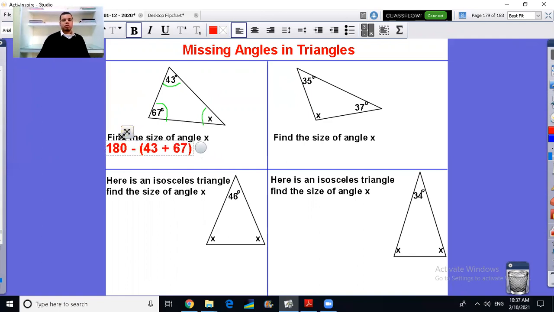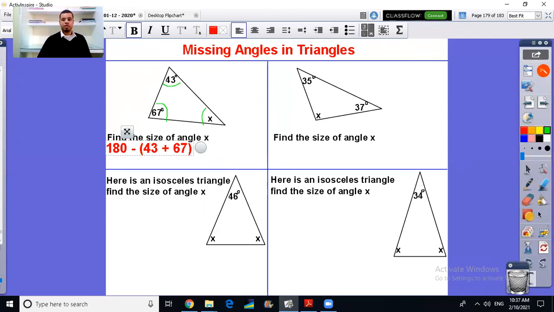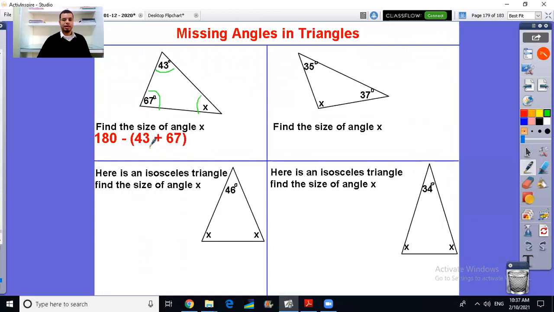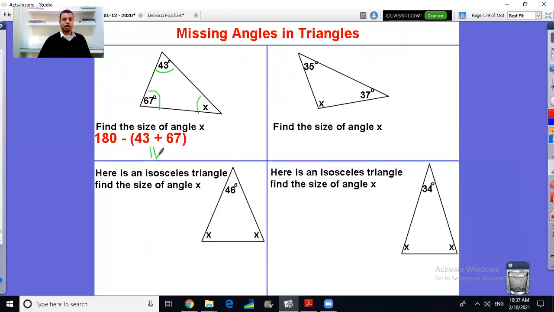Okay, guys? So 67 here plus 43 is going to give you exactly 110. If you subtract 110 from 180, it is going to be 70. 70 degrees, of course. So x here is 70 degrees.